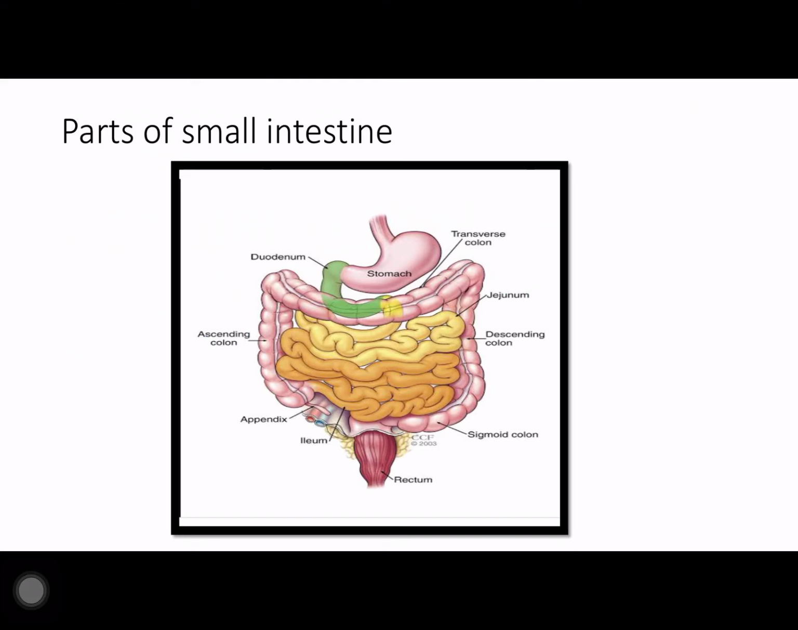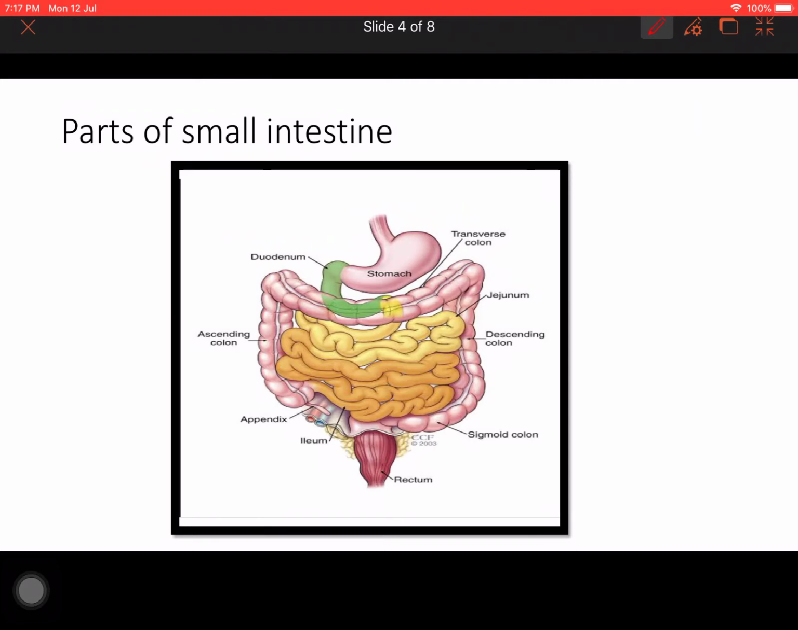Here we will see the main parts of the small intestine, how they look and what their actual function is. First, let us look into the first part of the small intestine, that is the duodenum. Here you can see I am pointing that it is a C-shaped structure, and it receives food from the stomach. The common bile duct opens into the duodenum.